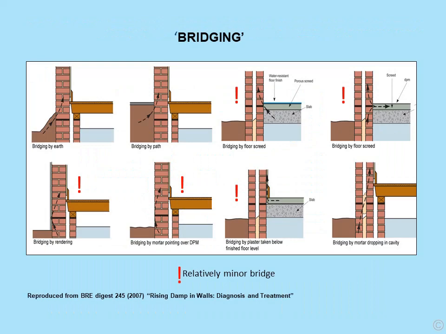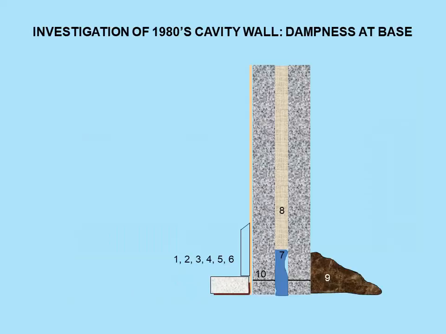Bridging, number there, these are taken from Building Research Digest 245, Rising Damp in Walls, Diagnosis and Treatment. Some forms of bridging are more important than others. Some are relatively minor and really aren't going to cause much of a problem. Sometimes it just simply boils down to a floor-wall junction problem. We often come across problems associated with a cavity wall, dampness at the base, and you have to be very careful not to jump straight to the conclusion that it's rising damp.